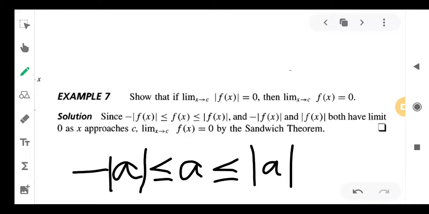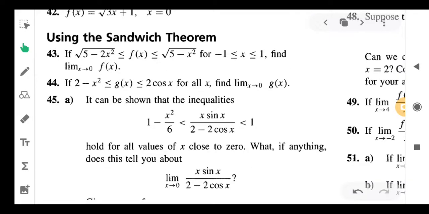Therefore, if you take a as f of x, you will be saying that minus modulus of f of x is less than or equal to f of x, which is less than or equal to modulus of f of x. Therefore, this f of x is sandwiched between these two. Here the limit of this one is 0, this one is also 0. So using the sandwich theorem, you can see that the limit of f of x is equal to 0. That is another application.